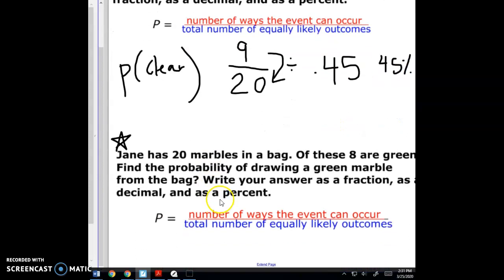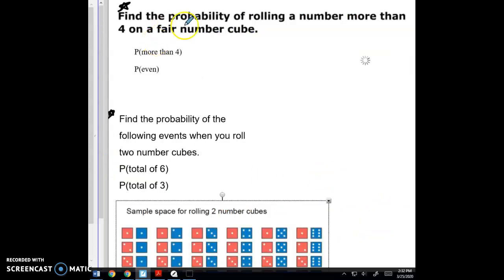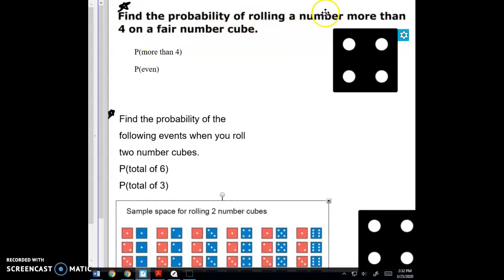Okay. Next one is the same. You can try this if you want. Pause the video, and then I'm going to show the answer. It says, what's the probability of green? If you want to do this on your own, pause it. 8 are green, out of the total 20, I would divide it. 8 divided by 20 is 0.4, and multiply that by 100 is 40%. So the probability if you reach in that bag of getting green is 40%. 40% chance, almost half.